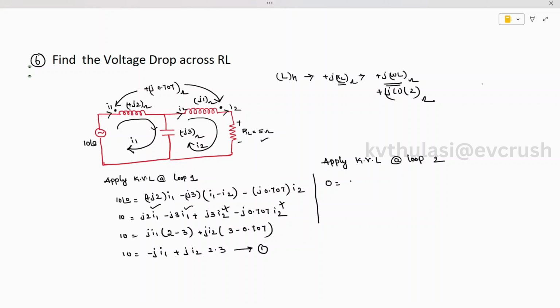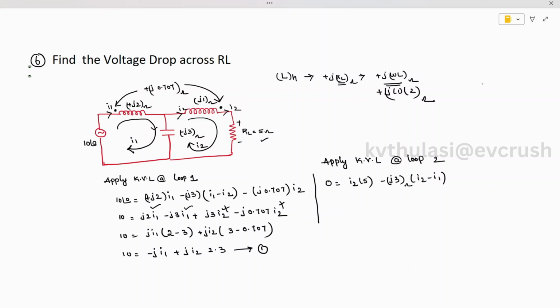I2 into 5 ohm, this is nothing but voltage, and here we are going to get the impedance, which is minus J3 ohms, times I2 minus I1. Why? Because we are writing for the second loop. When you are writing for the first loop it is I1 minus I2, here it is I2 minus I1.